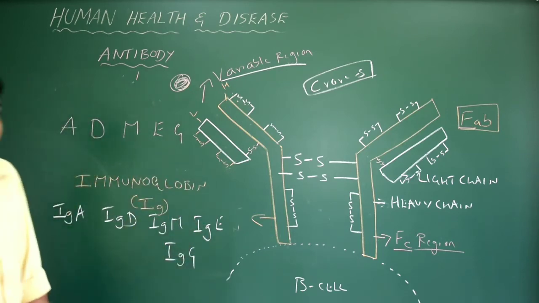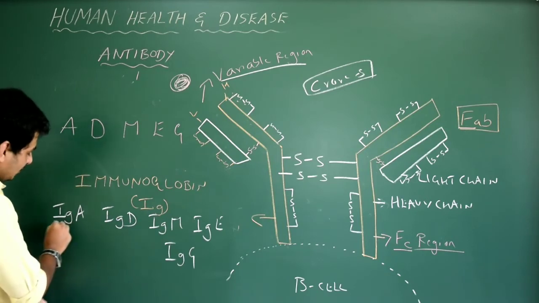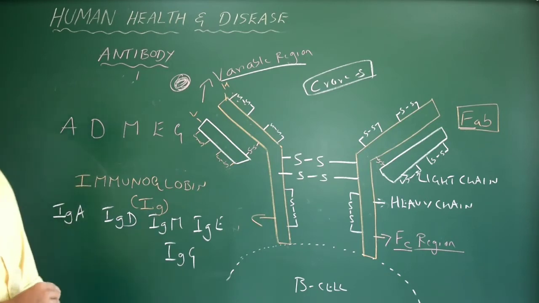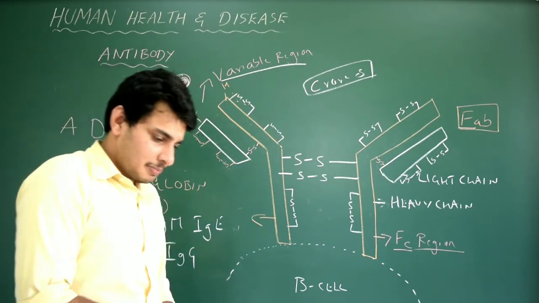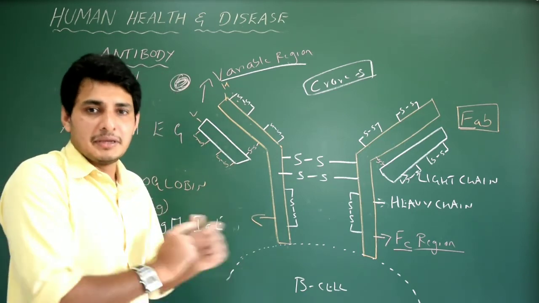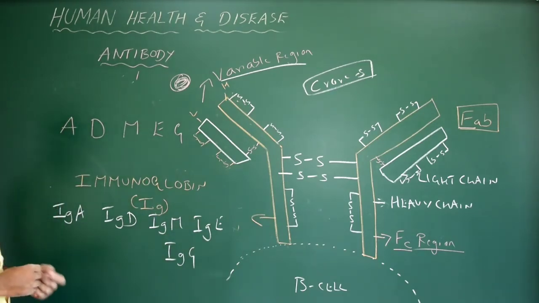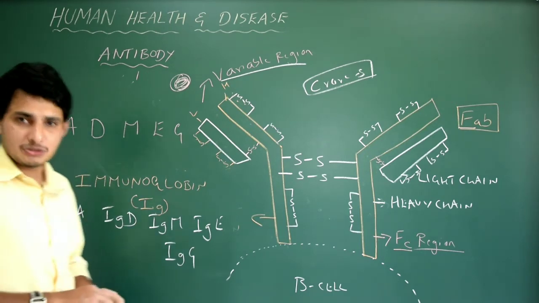Got it? Note some very important points. Name the antibody or the immunoglobulin which is given by the mother to the baby in the colostrum. Hope you know what colostrum is. You know about colostrum milk, the milk which is produced in the initial days after parturition.